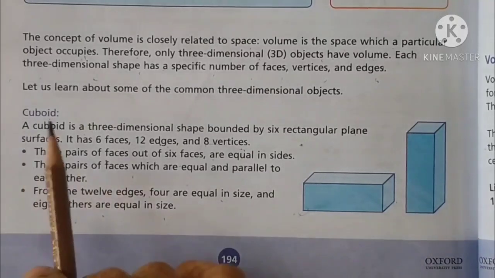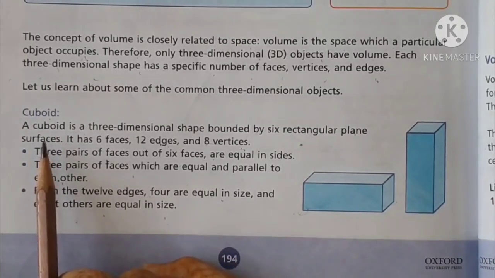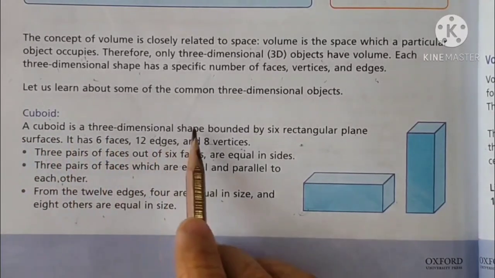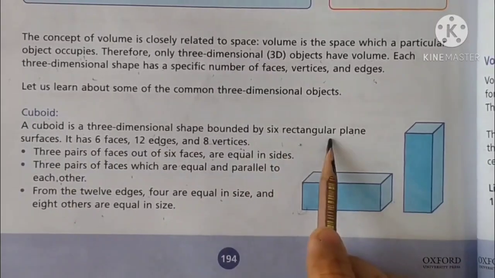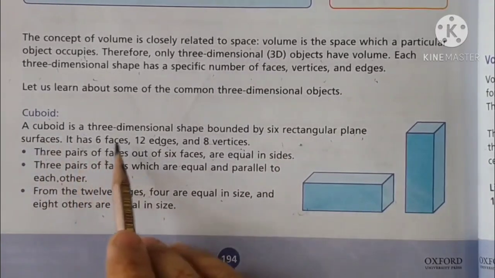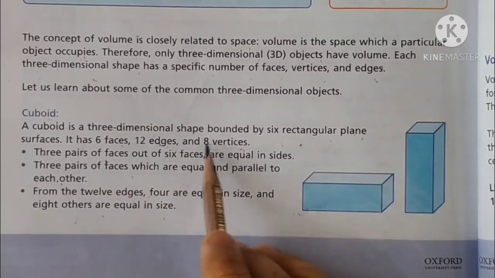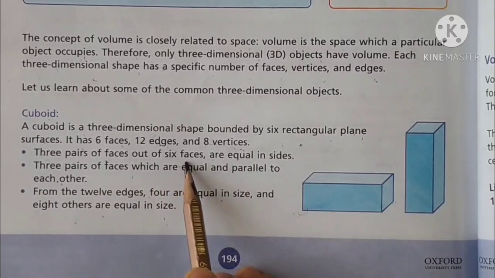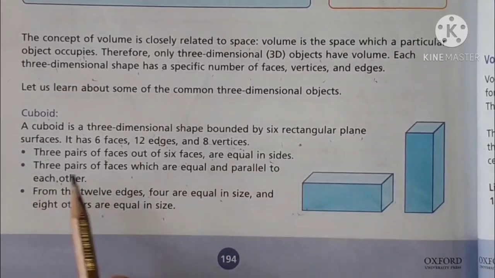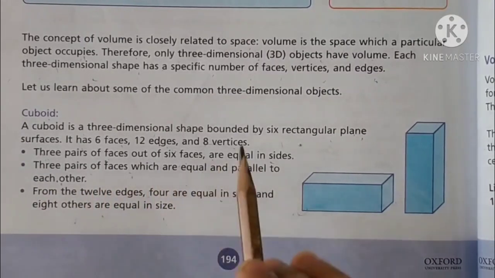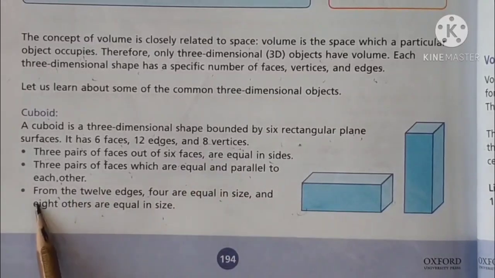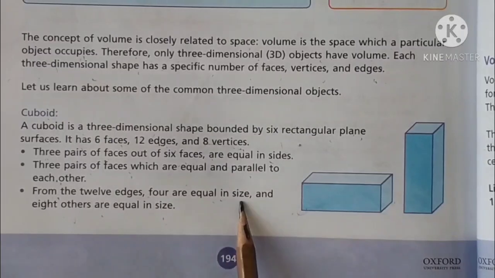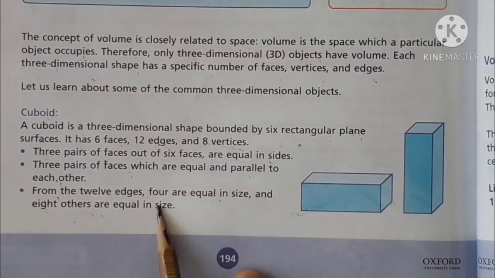Okay, first 3-dimensional object is cuboid. A cuboid is a 3-dimensional shape bounded by 6 rectangular plane surfaces. It has 6 faces, 12 edges and 8 vertices. 3 pairs of faces out of 6 faces are equal in sides. 3 pairs of faces which are equal and parallel to each other. Last point is, from the 12 edges, 4 are equal in size and 8 others are equal in side.